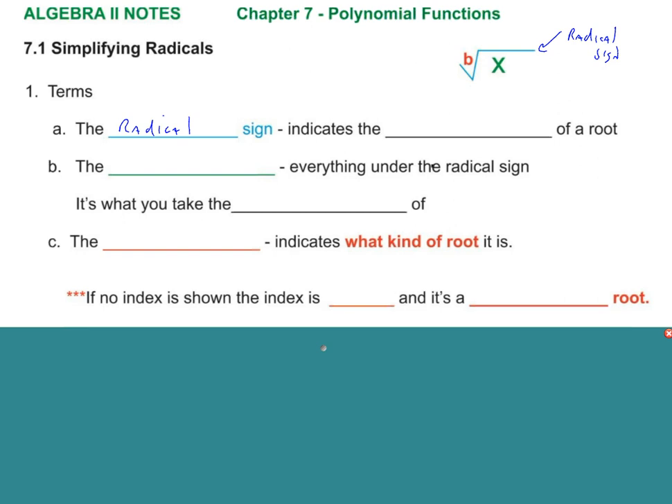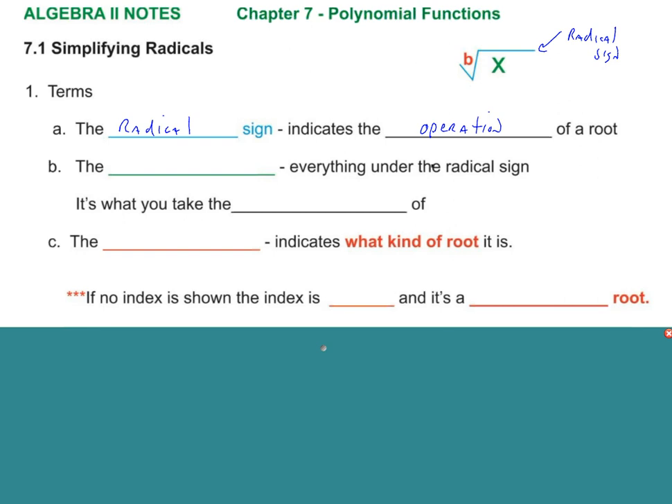The radical sign indicates the operation of taking a root. Just like addition is an operation, multiplication is an operation, taking the root is an operation. So it's something you do to something. The operation of adding, you add things up. The operation of taking a root, you take the root of something.